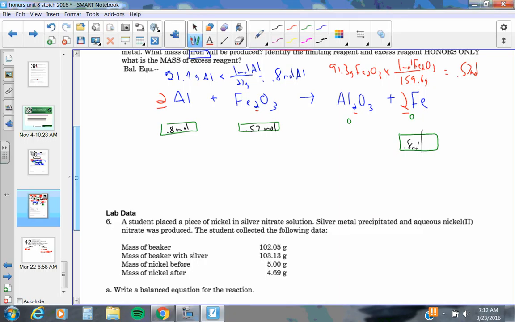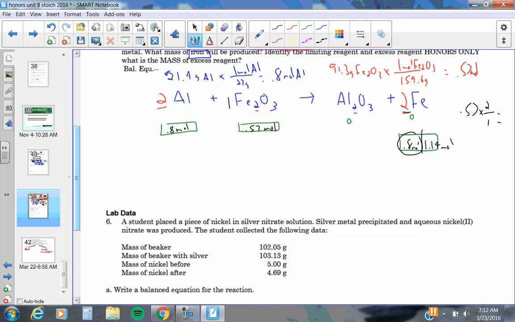I'm going to draw a little line there, though. I now have to figure out what about my iron 3 oxide. 1 mole of iron 3 oxide will make 2 moles, twice as much. 0.57 times 2 over 1 equals 1.14 moles. So I have enough aluminum to make 0.8 moles. I have enough iron 3 oxide to make 1.14 moles. Well, that means I can only make the smaller number.